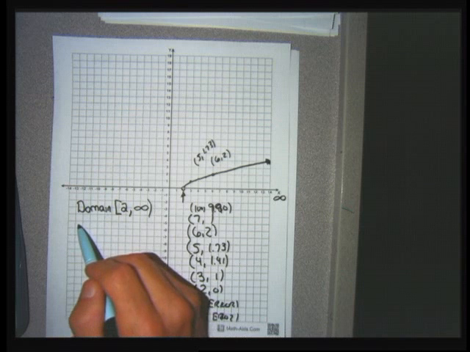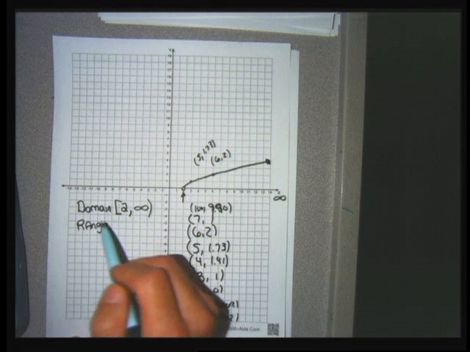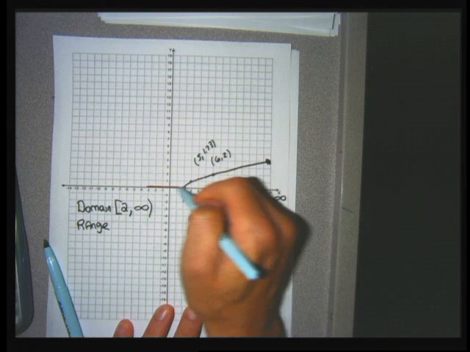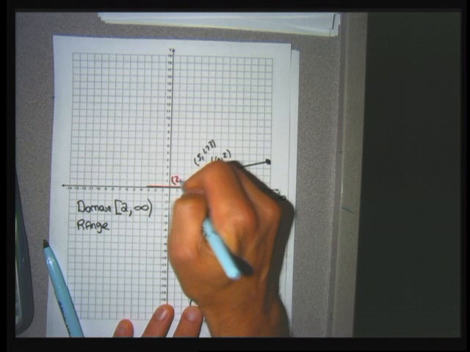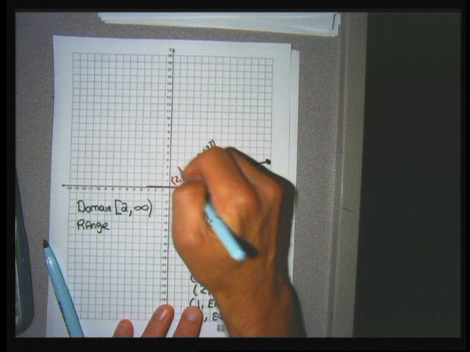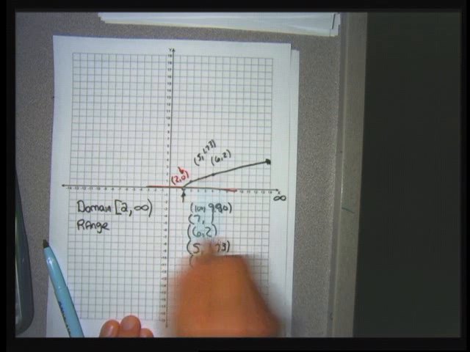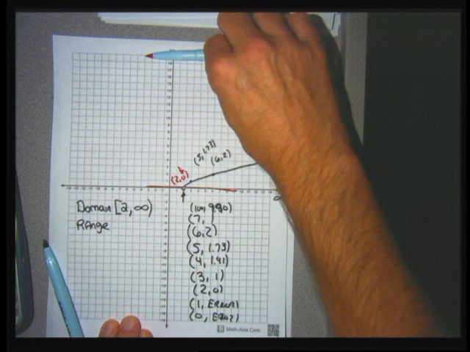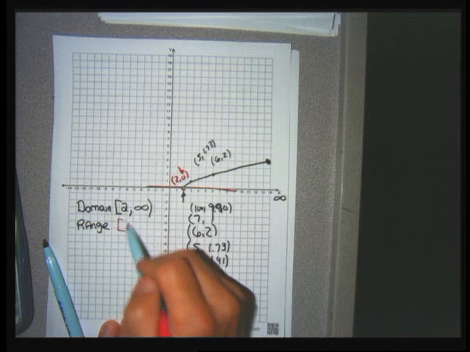The next thing I'm going to do is look at the y-coordinates of the points to find the range. For the range of this, I need to identify the bottom of the graph. And this is the bottom of the graph. And the point at the bottom of the graph is the point 2, 0. For the range, I'm looking for y's, whereas for the domain, I'm looking for x's. For the domain, I read from the left edge of the graph to the right edge of the graph. For the range, I read from the bottom of the graph to the top of the graph. And in this particular graph, the bottom of the graph, its y-coordinate is 0.